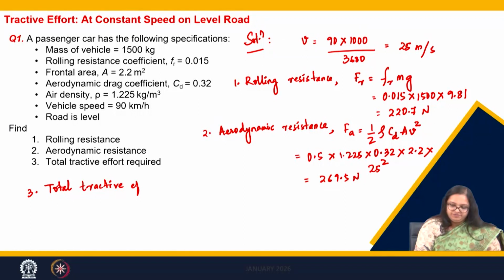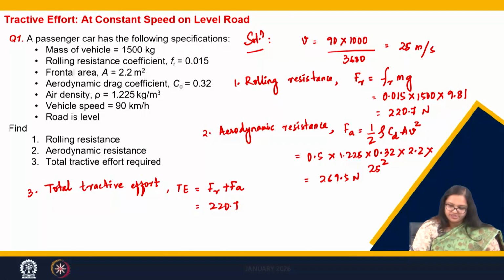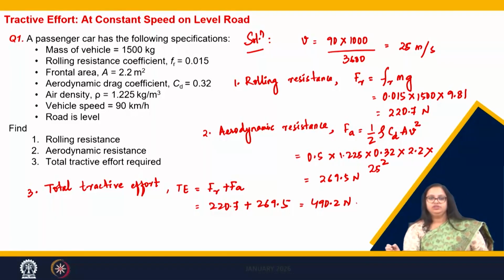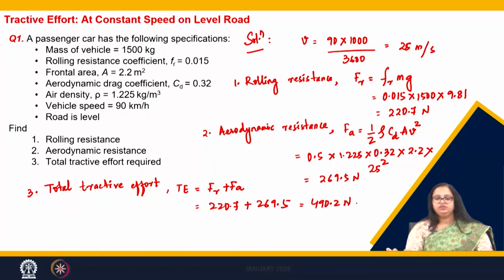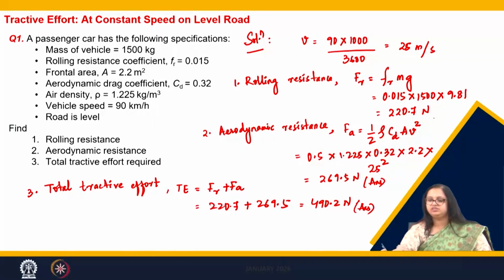So, the third is the total tractive effort that is required. Tractive effort TE is equal to Fr plus Fa, which is equal to 220.7 plus 269.5, which is equal to 490.2 Newton. Now, going to the next question. So, this is one answer, this is another answer and this is the first answer.